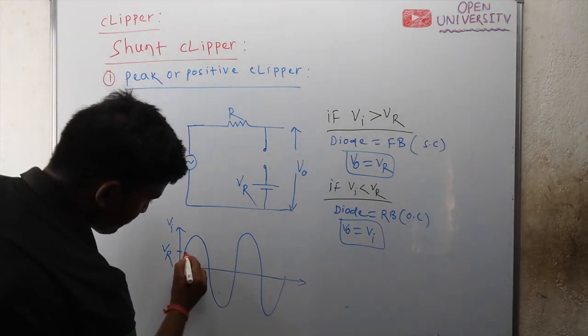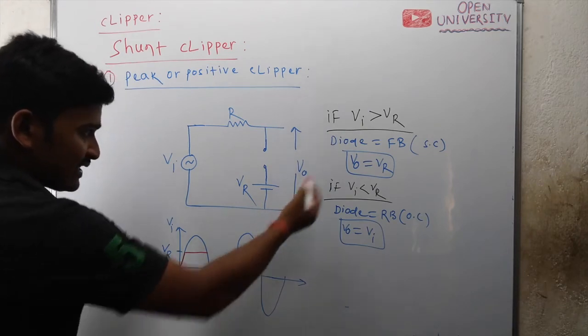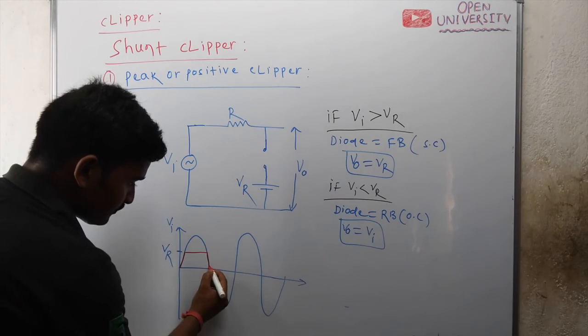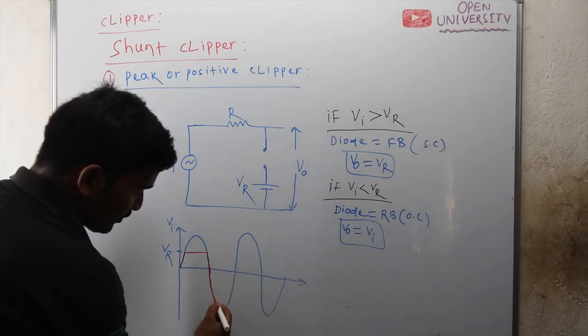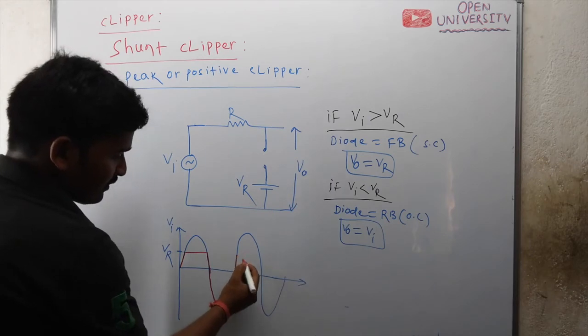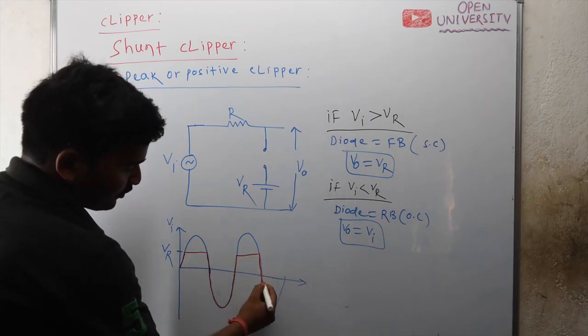This is your VR. And when input voltage is less than VR, V0 equals Vi. In this period also the input voltage is less than VR. This will be the output waveform.